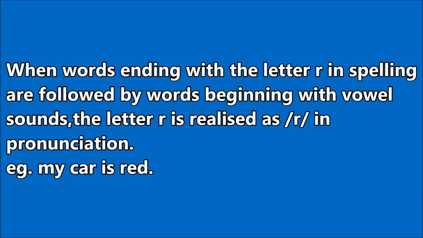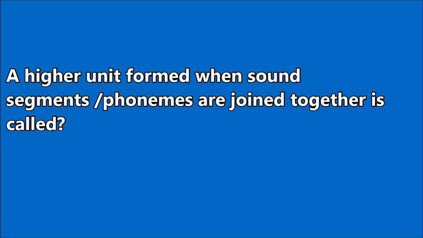Next question. What is linking R sound? The answer is when words ending with the letter R in spelling are followed by words beginning with vowel sounds, the letter R is realized as R in pronunciation. For example, my car is red. So, car's R is pronounced.